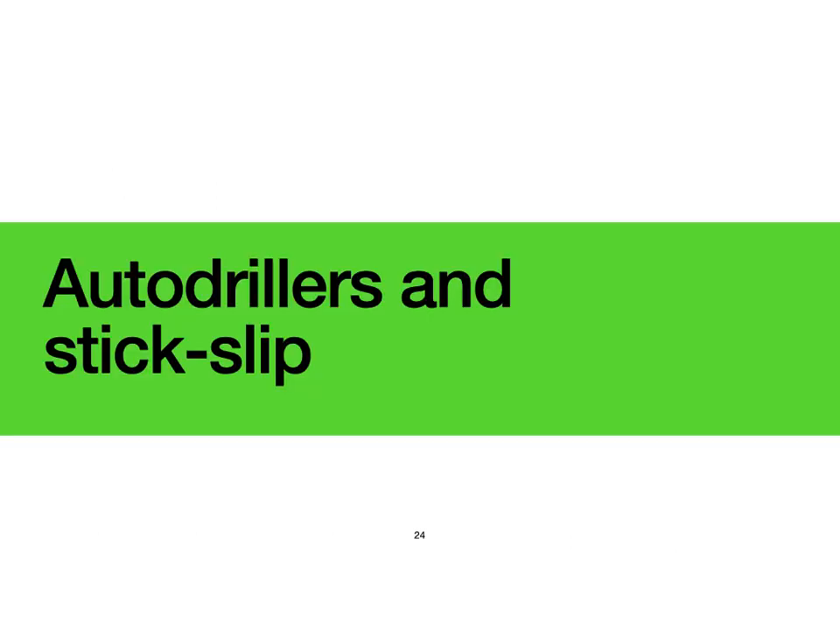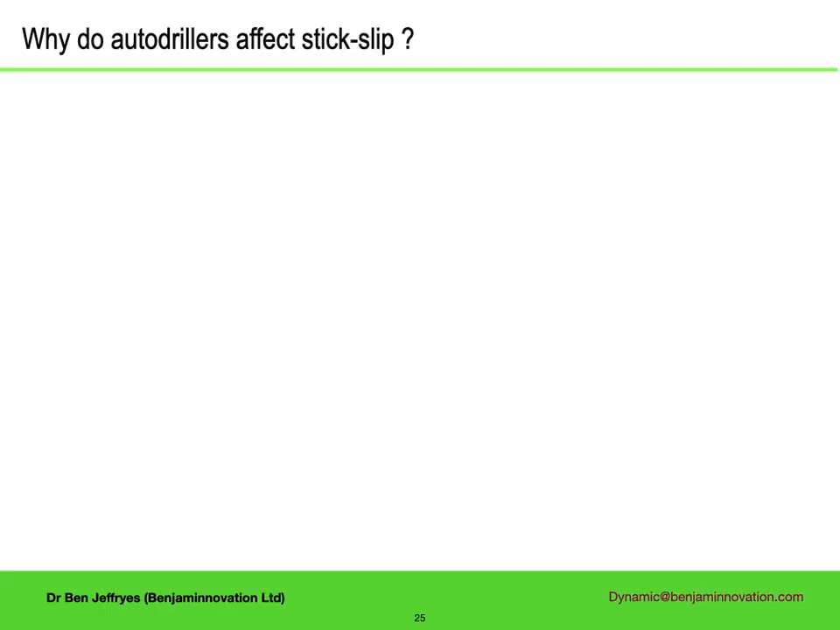I've talked a lot about stick-slip. There are a lot of anecdotes about how changing surface equipment has made stick-slip better or worse. Can autodrillers make a difference? Why might this happen?